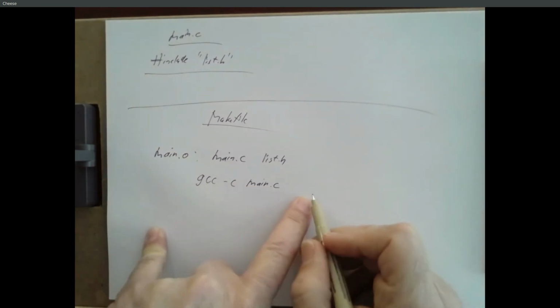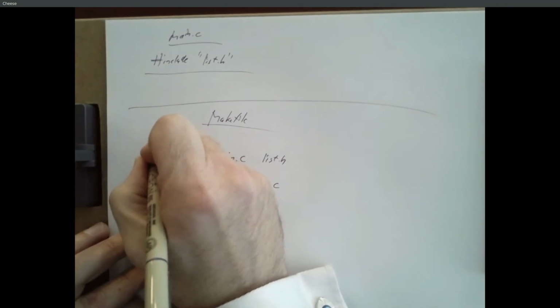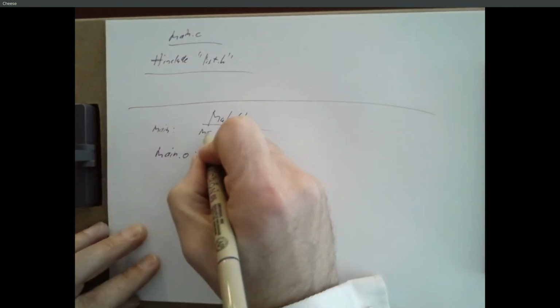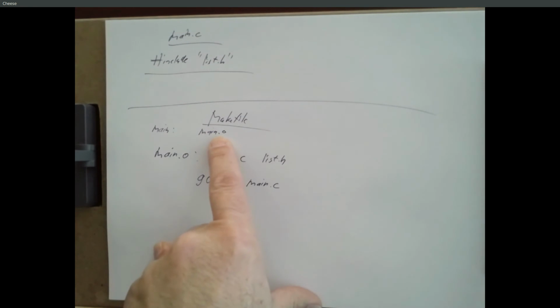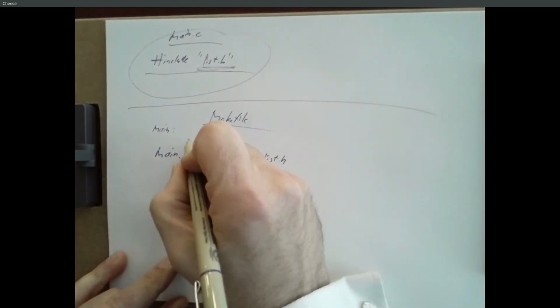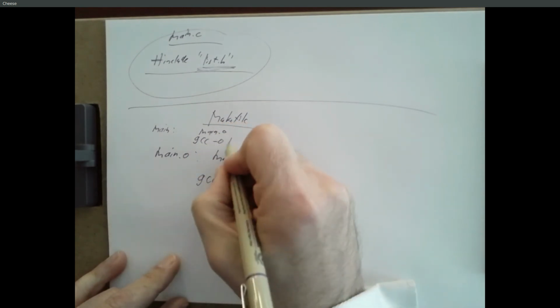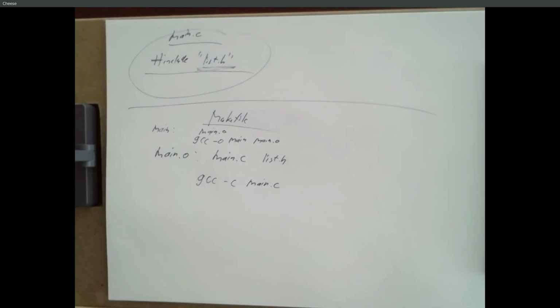And if I put list.h down here, then I get this weird extra file in my directory, which is like a precompiled version of list.h. My executable depends on main.o, but it doesn't depend on list.h directly. If I have main.o, I don't need list.h because main.o has already been compiled from main.c, which already included list.h. So to build my main, I'd say something like gcc -o main main.o. Does that make sense? Okay.